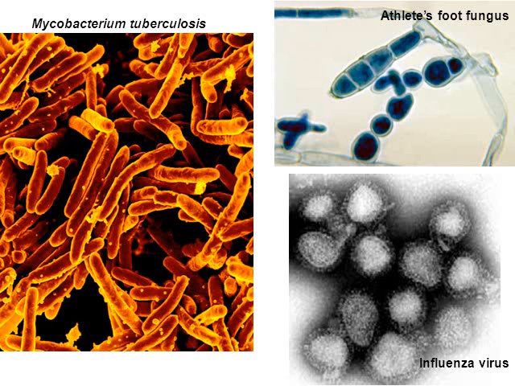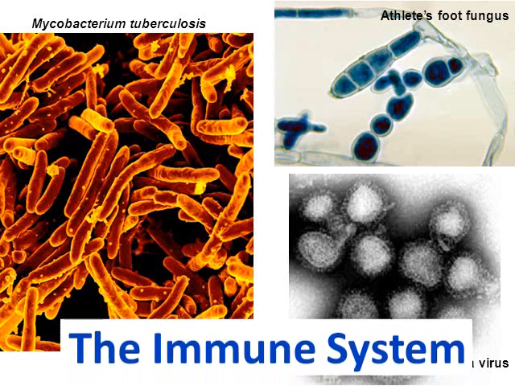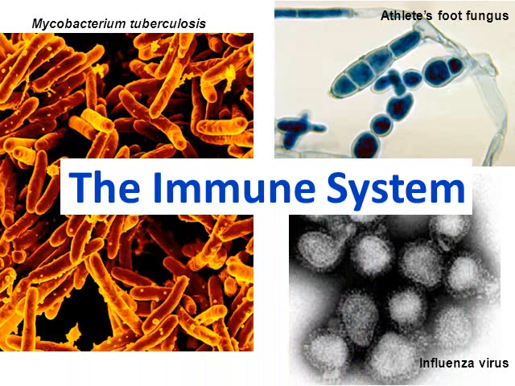Okay, so the topic of this video today is some of the basics about the immune system. You can see three examples of reasons why we need to understand our immune system. On the left is the bacteria that causes tuberculosis. In the top right is the fungus that causes athlete's foot. And in the bottom right is probably one of the most devastating viruses of all time, the influenza virus. It causes the flu. So let's go ahead and get started looking at our immune system.